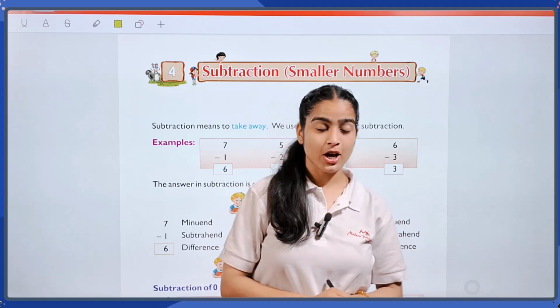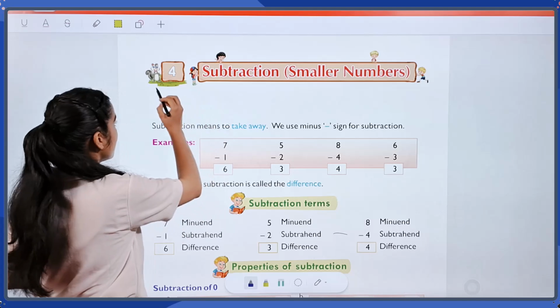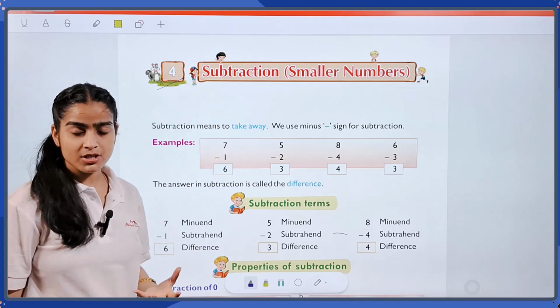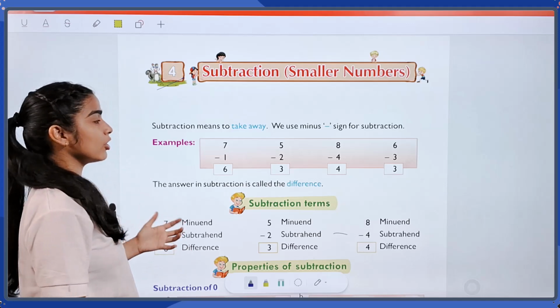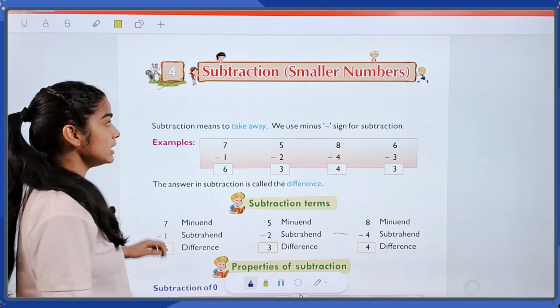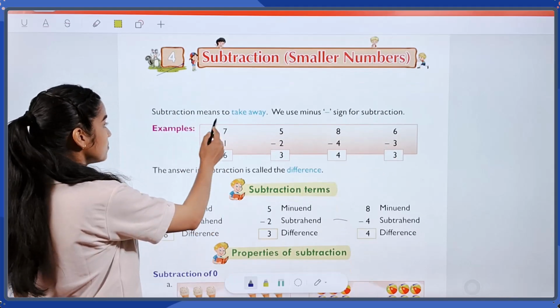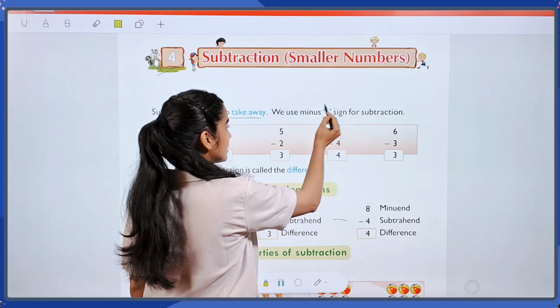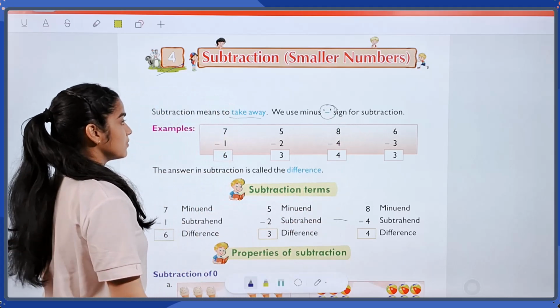Yes, well done. So, today we have chapter number 4, which is subtraction of smaller numbers. In the previous chapter, we learned about the addition of smaller numbers, and now we are going to learn about the subtraction of smaller numbers. Subtraction means to take away. We use the minus sign for subtraction. This is the symbol for subtraction we are using.